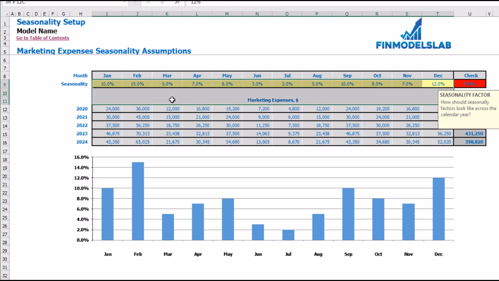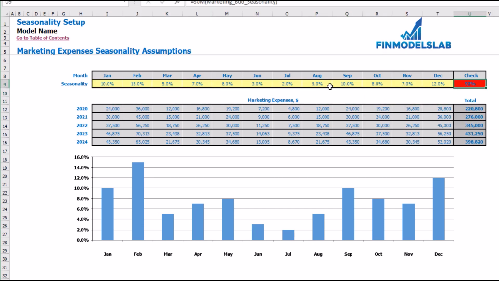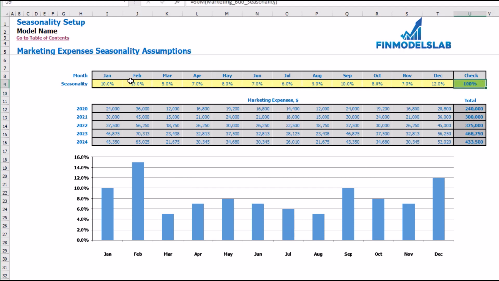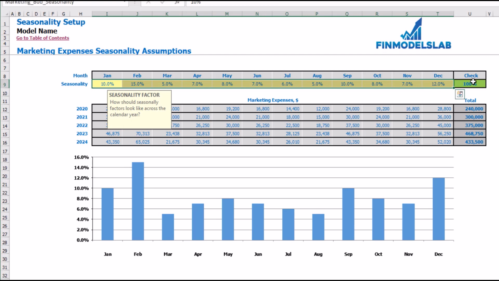That's because the total across the year is not 100%. It should always be 100%, so let's adjust. So I need to add 8% somewhere. For example, here is 6, here is 7. So now everything is 100% across the year and the check is green.